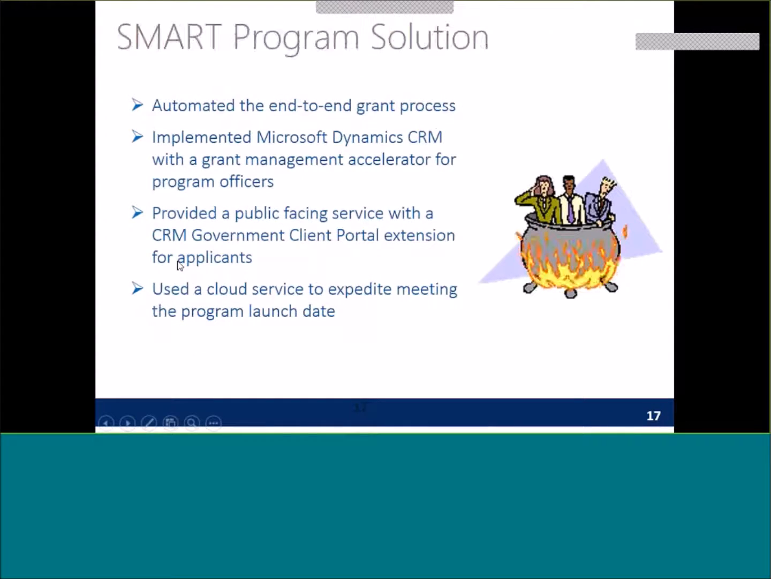So what the SMART program ended up doing was they automated the end-to-end grant process. They did it by implementing Microsoft Dynamics CRM with a grant management accelerator for the program officers. They also provided a public-facing service with a CRM Government Client Portal extension to CRM for the applicants to gain access to the program, from the initial application through to the final progress reports. And they also used a cloud service to expedite meeting the program launch date, as we saw was very aggressive.